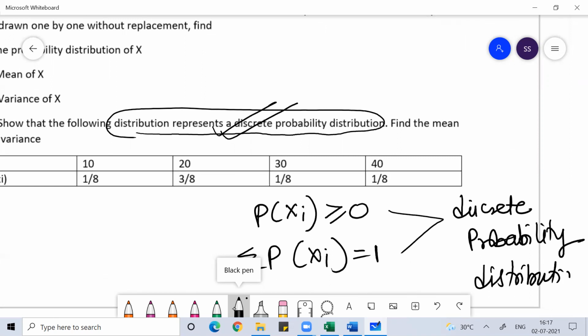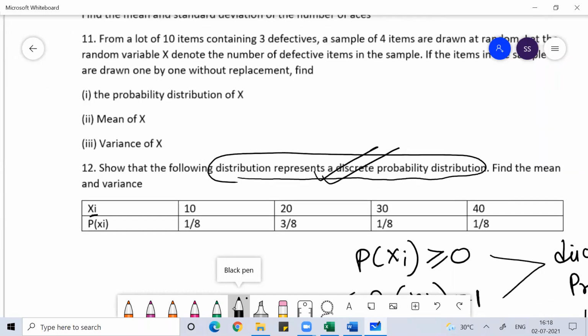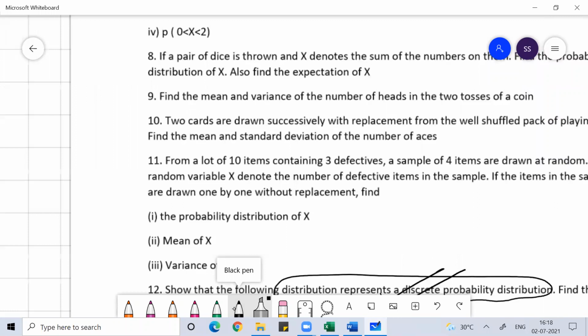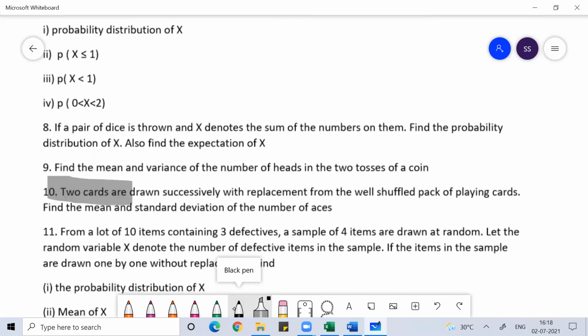Once you understand that they represent a discrete probability distribution, then we'll do the calculation of finding their mean and the variance. That we'll learn tomorrow. Right now, in today's class, we are focusing on the calculation of probability distribution. In case the probability distribution is not given, only the data variable is given, then how will we do that? Some question like this might come.